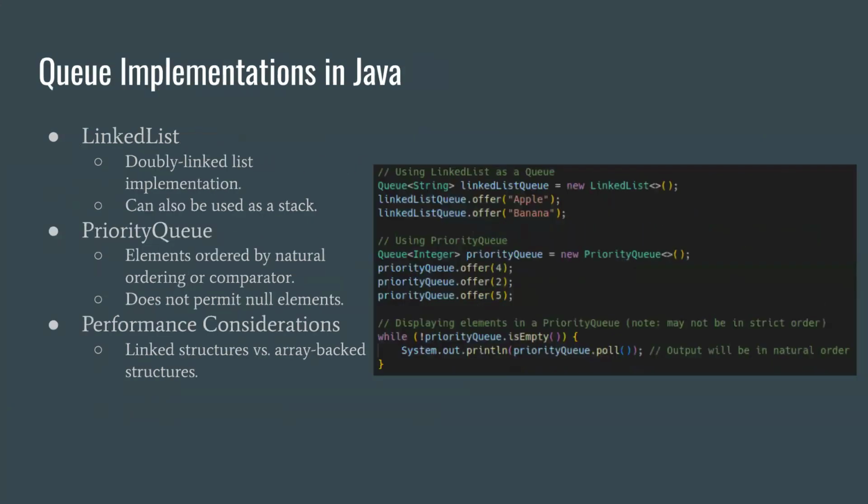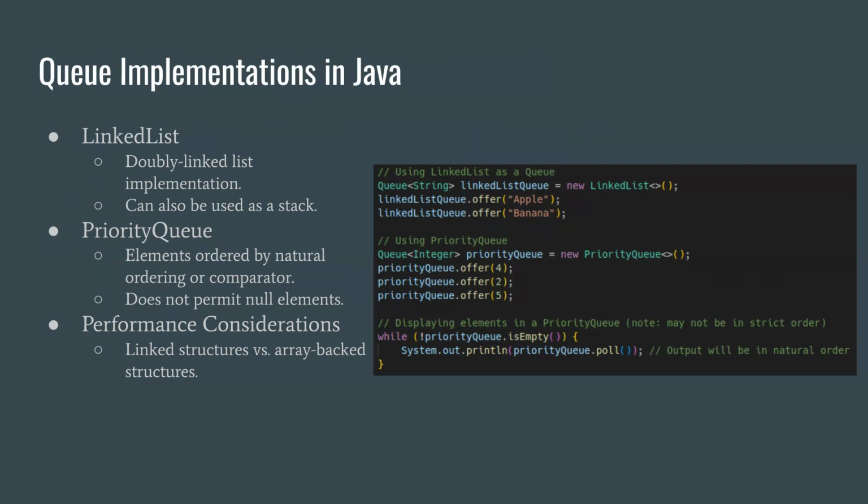Queue implementations in Java. In Java, the queue interface has several implementations, and each of them has its specific use cases. So the linked list is a general queue providing first in, first out operations, and can also be used as a stack.